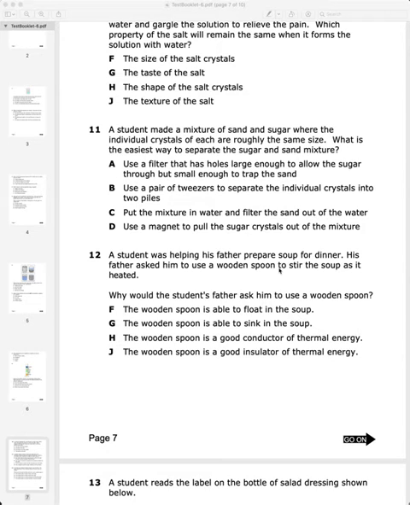B. Use a pair of tweezers to separate the individual crystals into two piles. C. Put the mixture in water and filter the sand out of the water. D. Use a magnet to pull the sugar crystals out of the mixture.